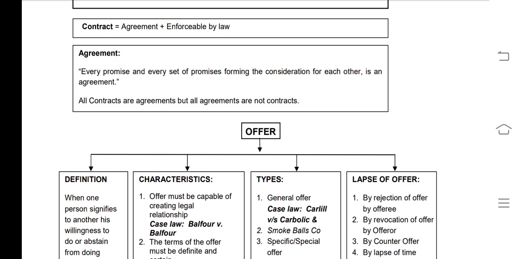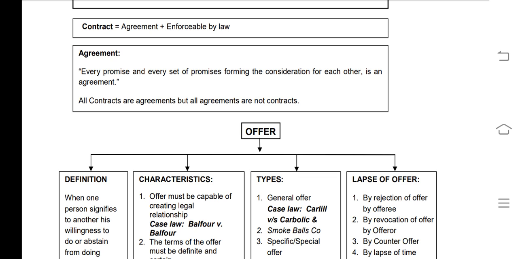Agreement is defined under Section 2(e) of the Indian Contract Act 1872. Agreement means every promise and every set of promises forming the consideration for each other is an agreement. All contracts are agreements, but all agreements are not contracts, because there are certain agreements which are not enforceable by law, that is, not valid in the eyes of law, therefore they cannot become contracts.